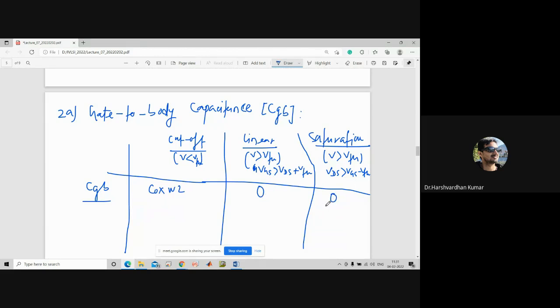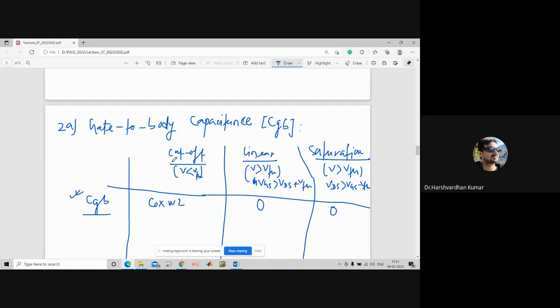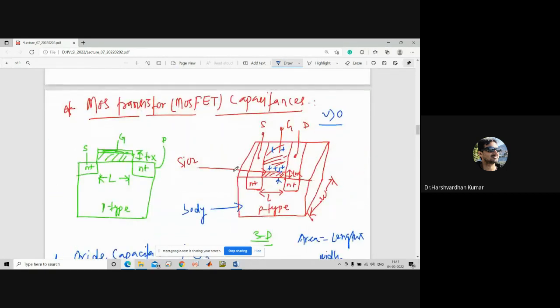Any doubt? Because we are talking about the term gate to body. So where is the gate? The gate is on the top and the body is here. So under the linear region, what is happening? The N-type channel has been formed, so there is no contact of the gate to the body. As a result, the gate to body capacitance will be 0 under the linear region as well as in the saturation region.